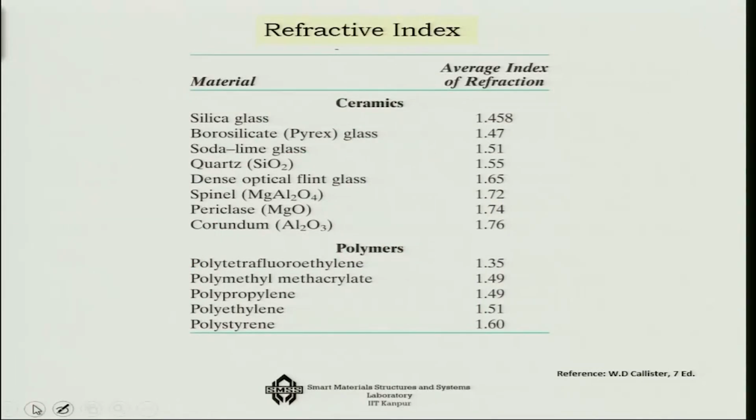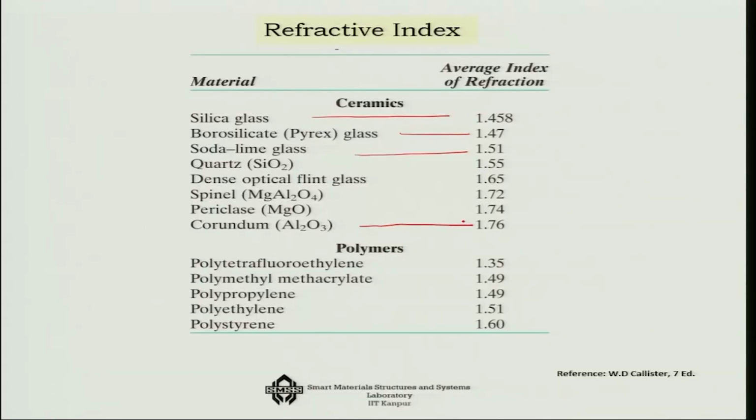Now, the refractive index of some of the very common materials, let us say silica glass, ceramics, has a refractive index of 1.458. So, quite a low refractive index. Then we have borosilicate glass, 1.47, 1.51, like that.